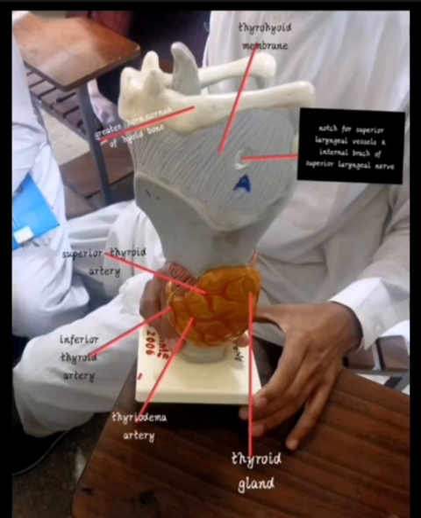Let's revise what we will see on the lateral aspect. First thing is the hyoid bone: the lesser horn of the hyoid bone, the greater horn of the hyoid bone, the epiglottis, the thyrohyoid membrane, the notch for the superior laryngeal vessels and the internal branch of the superior laryngeal nerve, the thyroid cartilage, the thyroid gland, and the vessels: the superior thyroid artery, the thyroidea ima artery, and the inferior thyroid artery, right?